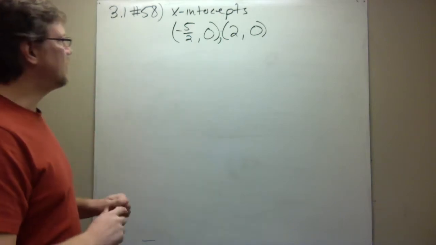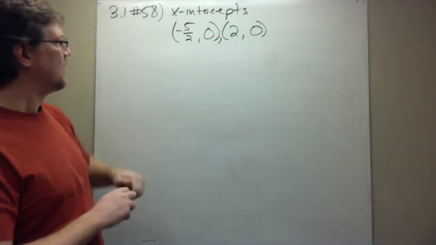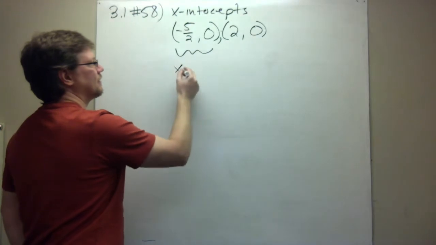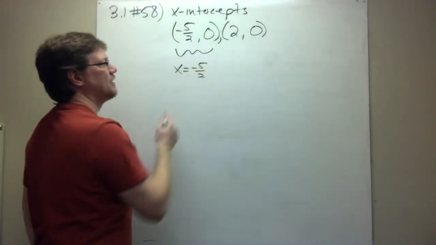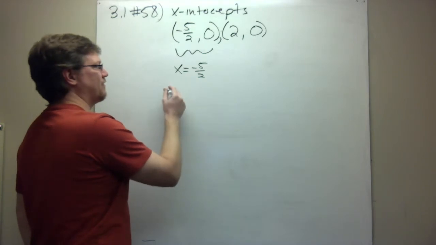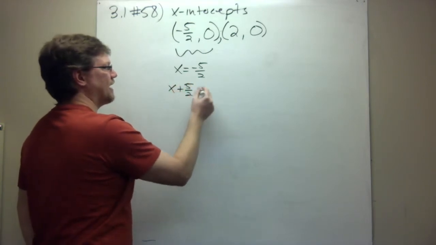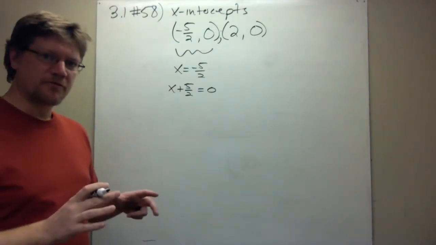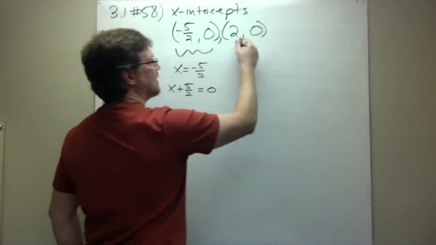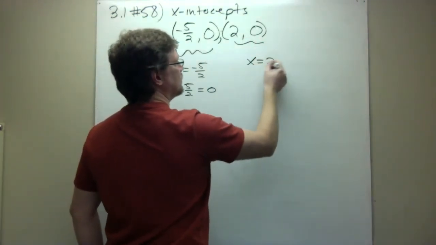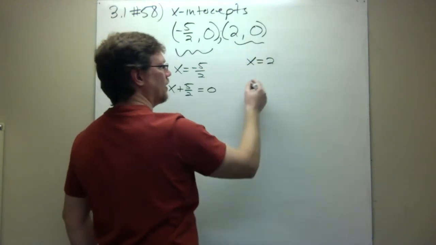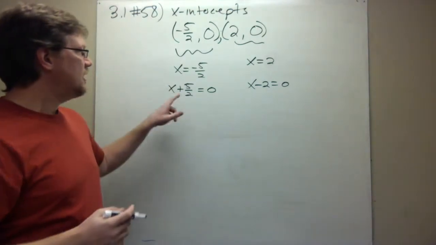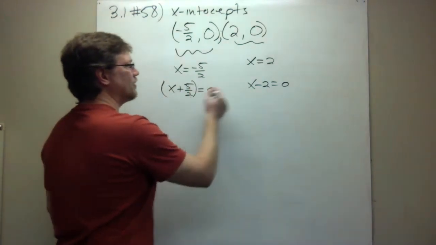So if these are our zeros, this means that whatever my quadratic is, when x is equal to negative 5/2, that's a 0. Or if I add 5/2 to both sides, x plus 5/2 is equal to 0. We are essentially reversing the idea of factoring. This is telling us that x is equal to 2. That gives us a 0. Or x minus 2 is equal to 0. So these are going to be our binomial terms.